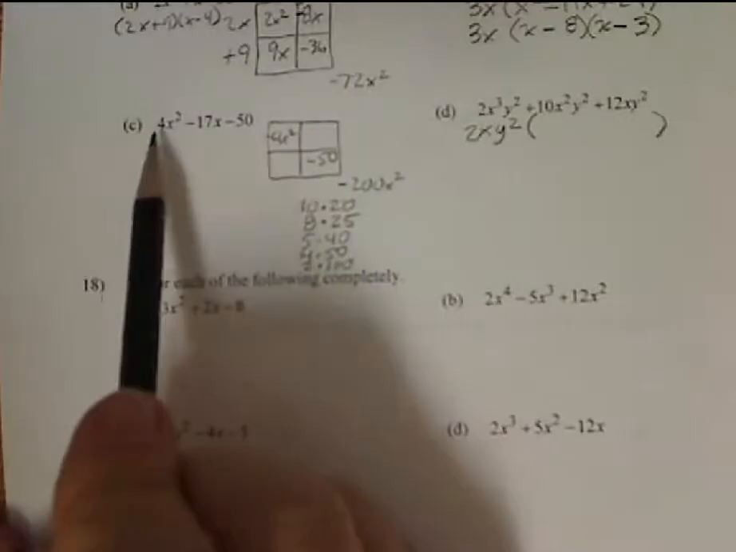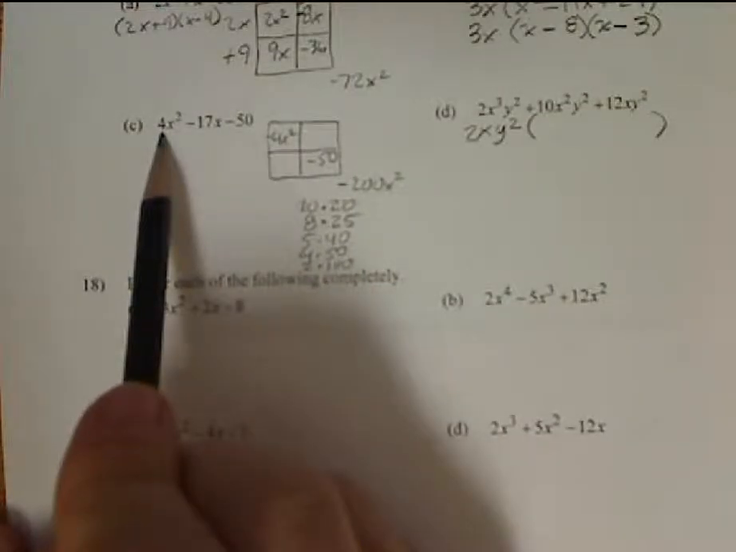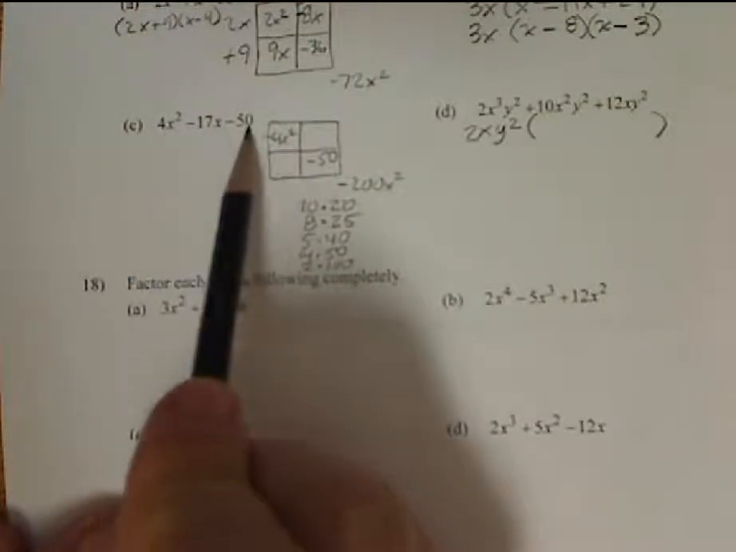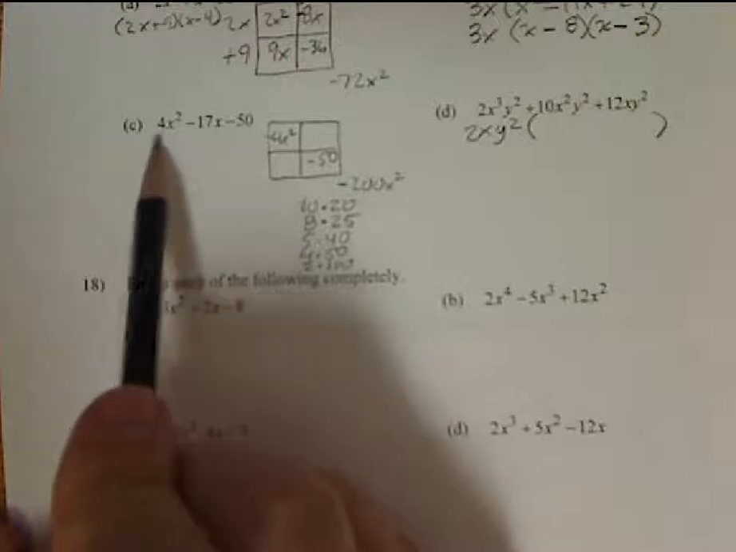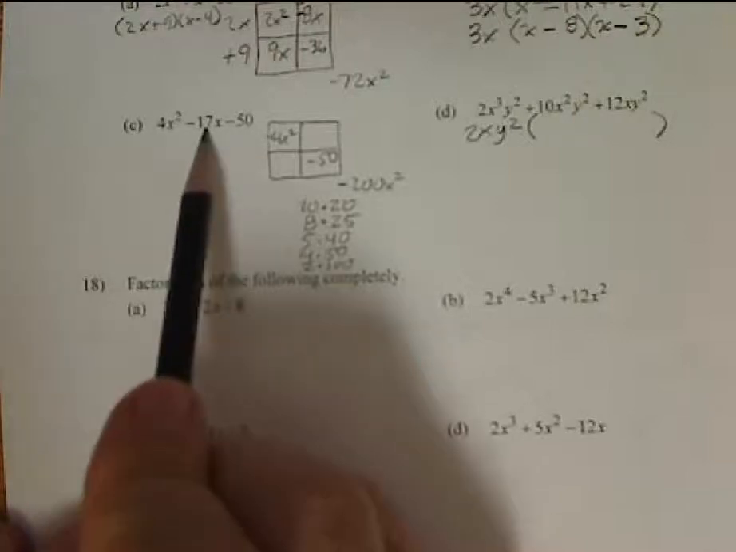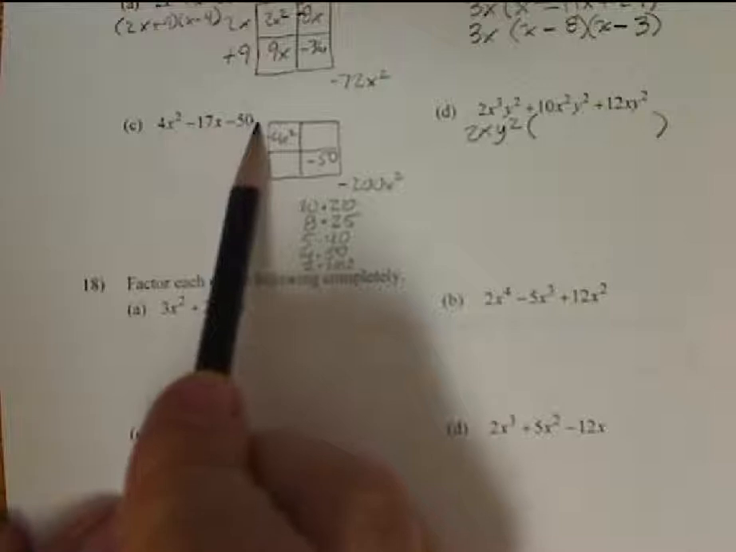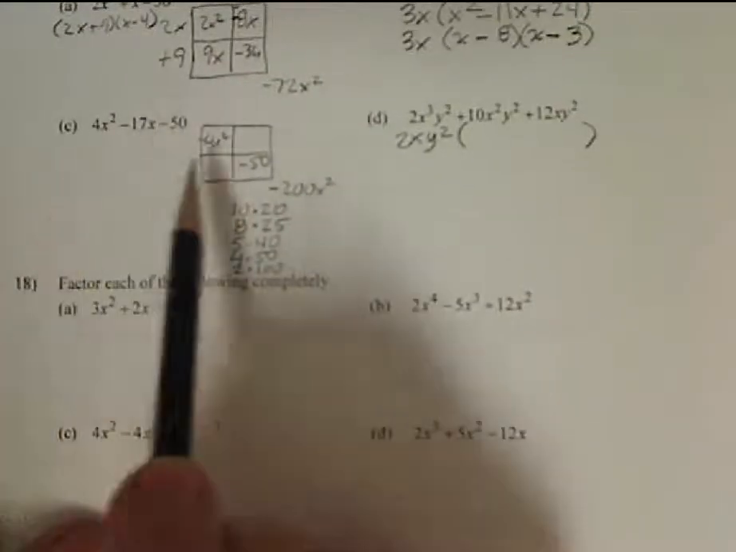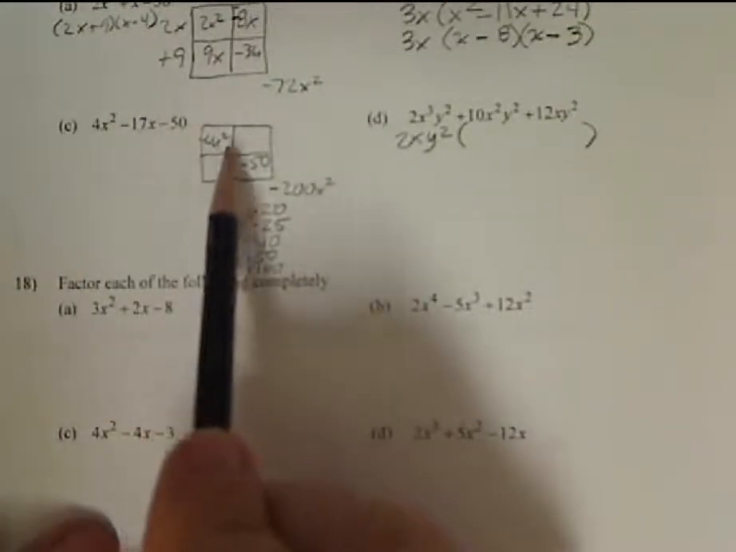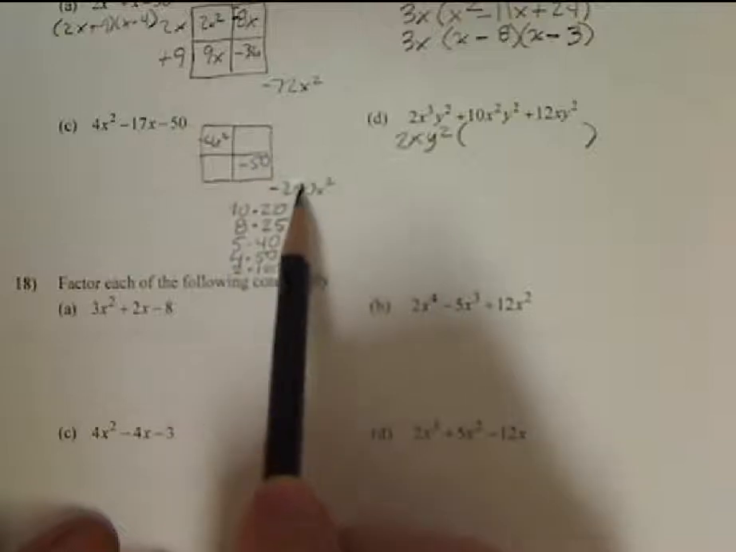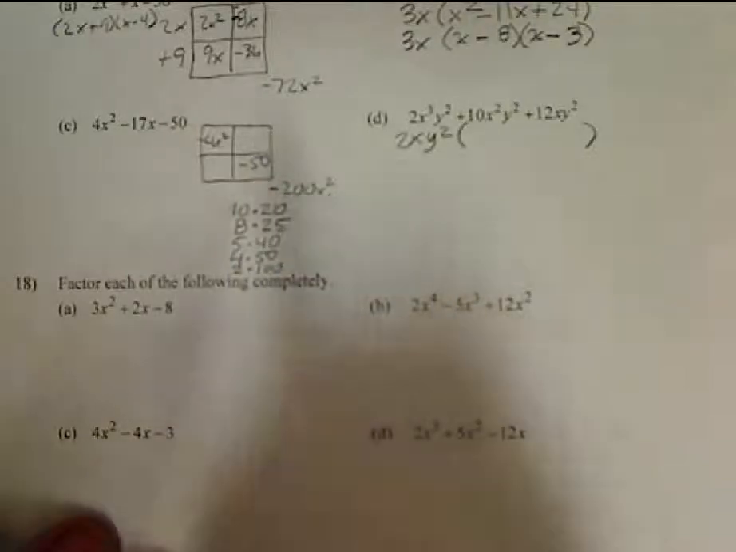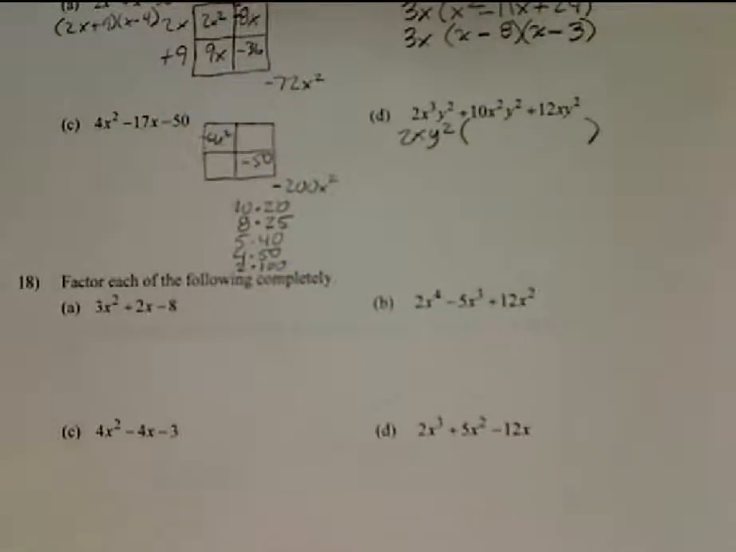Okay, on this next one, we have 4x squared, negative 17x, and negative 50. There's nothing in common between all of them. This is even, that's odd, so that takes care of any constants. And I have no x's on the last term. So again, I'm going to do the same thing I did before. 4x squared times negative 50 gives me negative 200x squared. I need two numbers that multiply to give me negative 200, but add to give me negative 17.